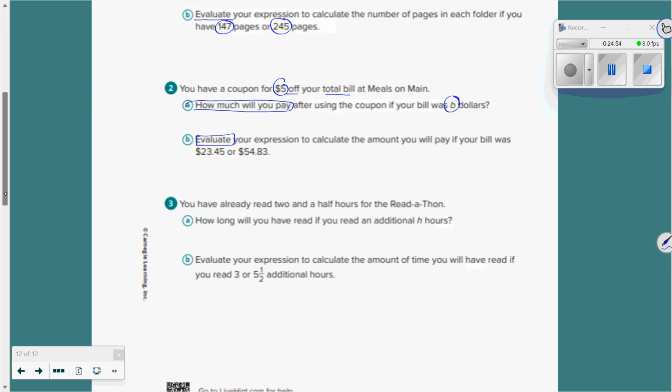Part number 3, you've already read 2.5 hours. How long will you read if you do an additional 8? So you have to think about what you're actually doing there, and then evaluate the expression for two numbers.